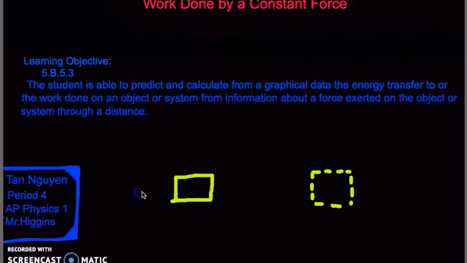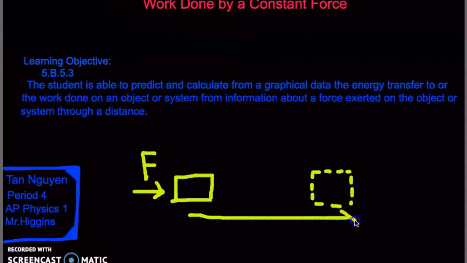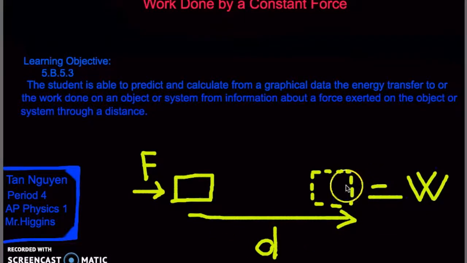So basically, what we need to know is that when a force F acts on an object and causes it to move a displacement d, there must be work done on the object to make it move. In order to accomplish work on an object, there must be a force exerted on the object and it must be moving in the direction of the force.